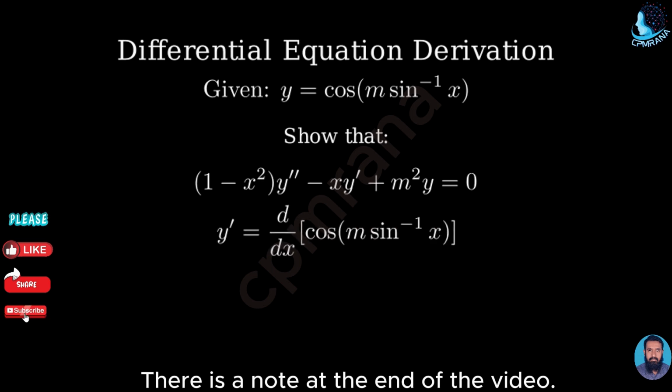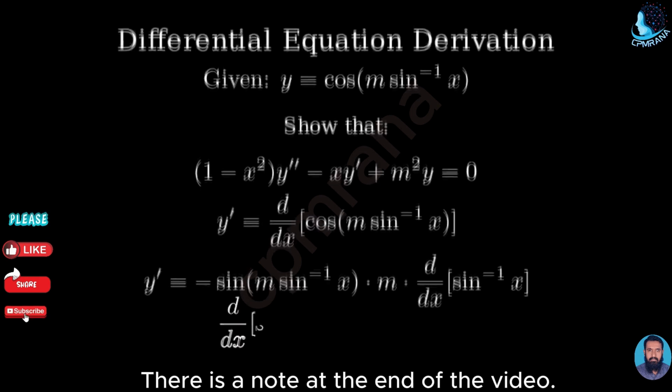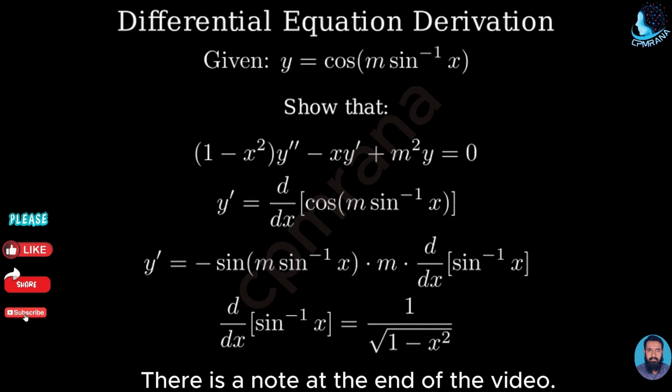First, we need to find y prime, which is the first derivative with respect to x. We'll use the chain rule here. The derivative of cosine is negative sine, and we need to multiply by the derivative of the inside function. Now, we know that the derivative of inverse sine is 1 over the square root of 1 minus x squared.